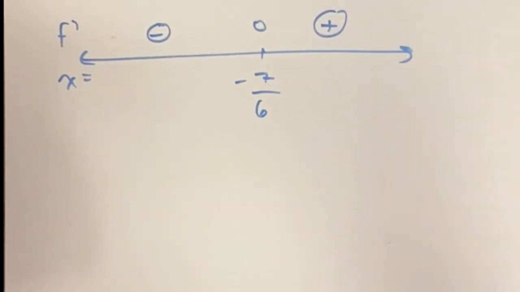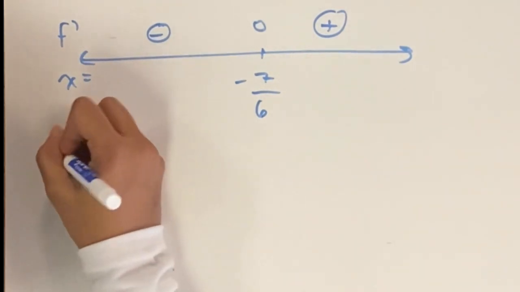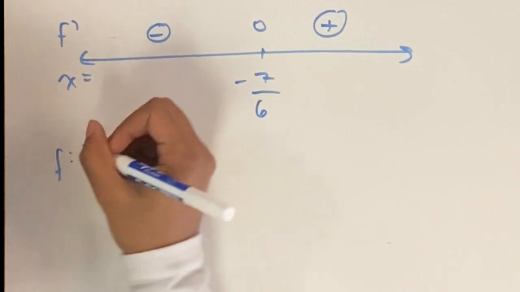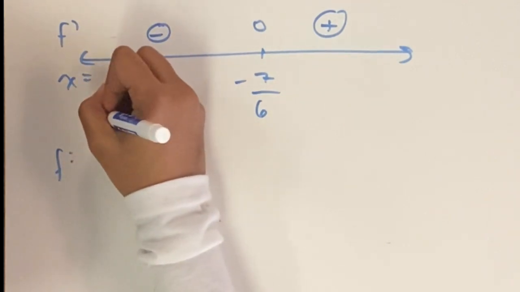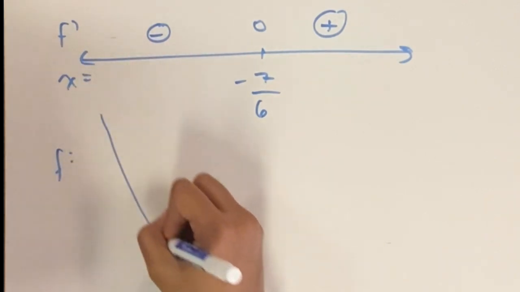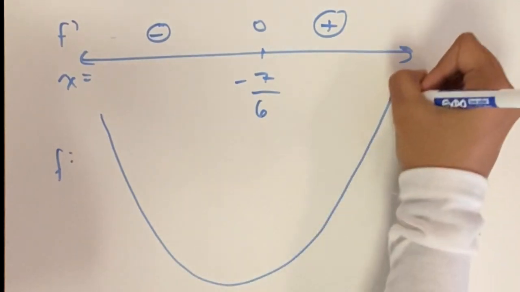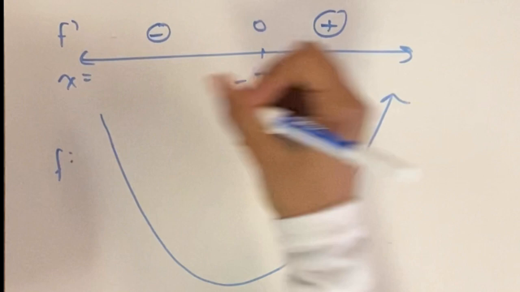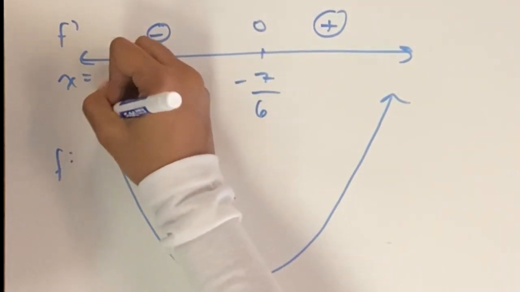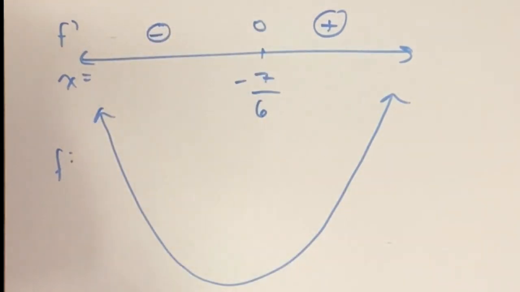By interpreting this number line, we can determine the general shape of the graph of f. Since f prime is less than 0 on negative infinity to negative 7/6, f will be decreasing. Because f prime is 0 at negative 7/6, the graph of f will stop. Lastly, because f prime is greater than 0 on negative 7/6 to positive infinity, the graph will begin increasing.